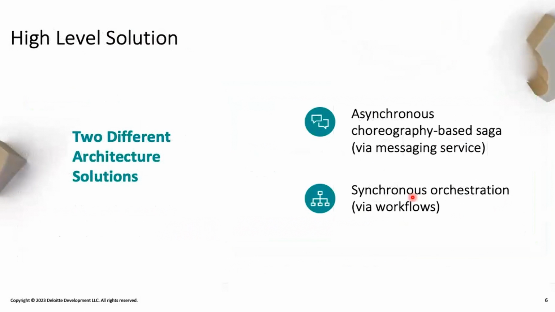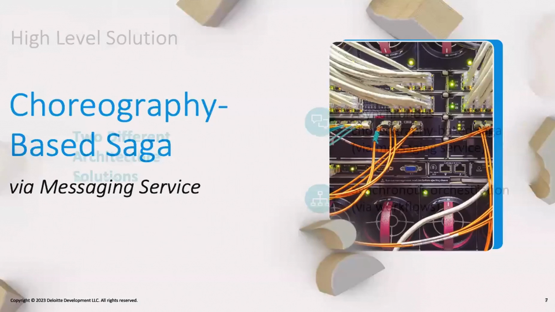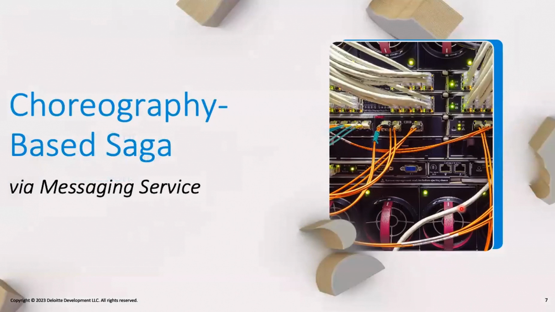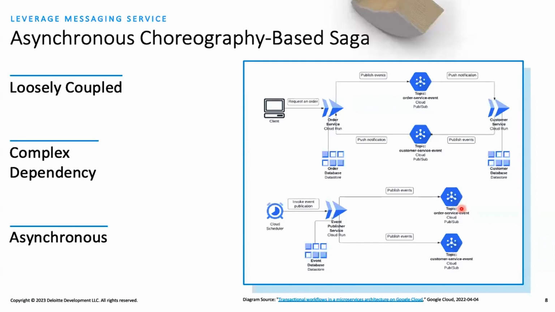So at a high level, we have two different architecture solutions. One is called asynchronous choreography-based Saga via messaging service. And the second one is called synchronous orchestration via workflow. Let's take a look at the first architecture design pattern, and how the asynchronous choreography-based Saga is utilized in architecture design.